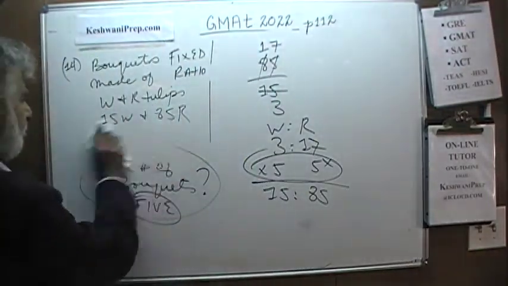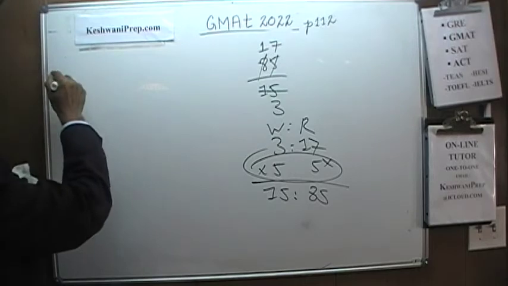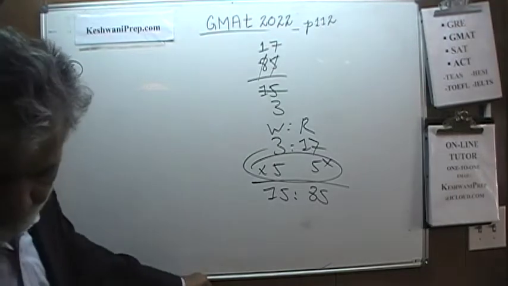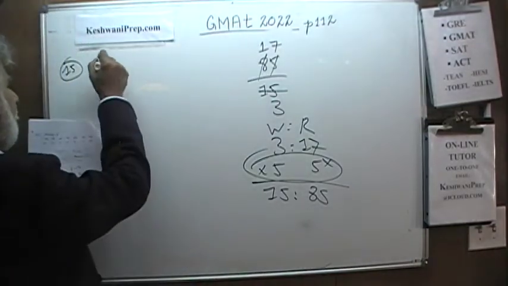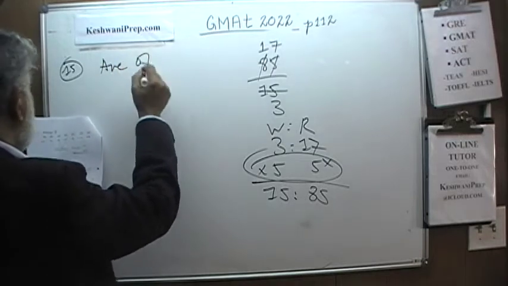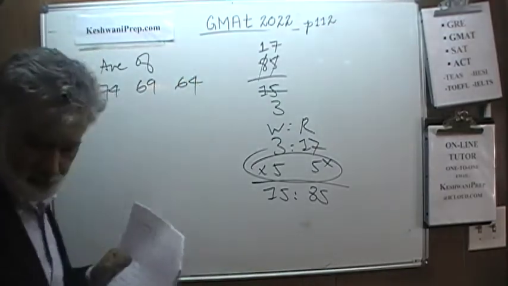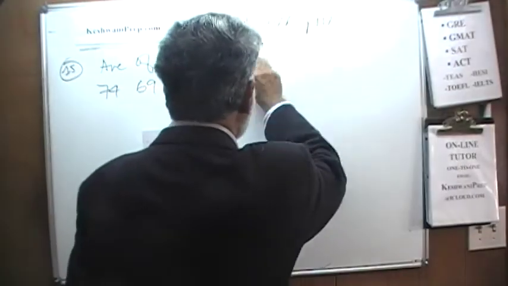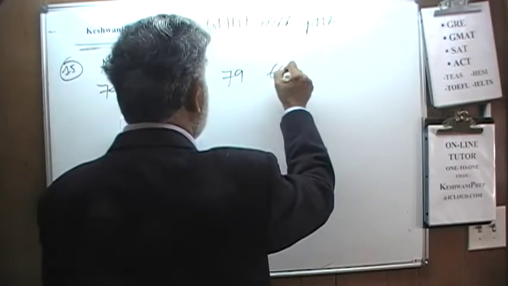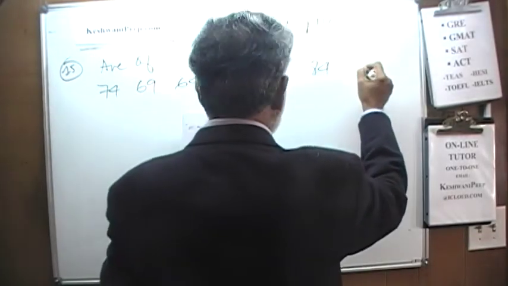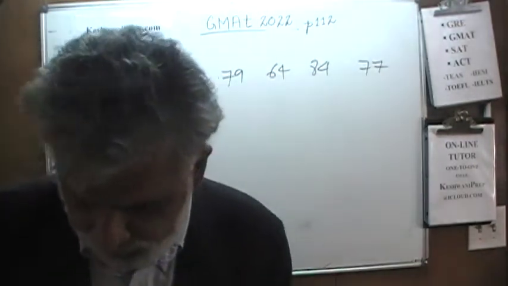Number 15. Oh, number 15 is just silly. They simply want us to find the average of these numbers. 74, 69, 64, 79, 64, 84 and 77. And the question is very straightforward. They simply want us to find the average of these numbers.